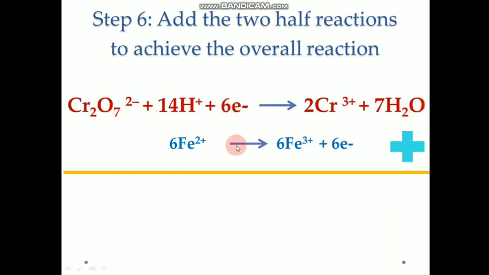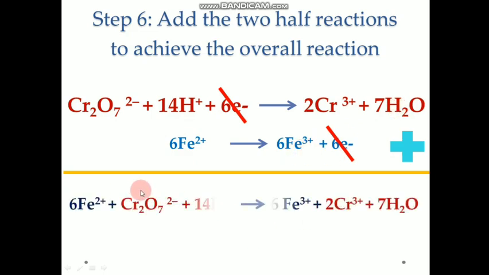In this reaction, if you see, in the reactant part we have 6 electrons. The same number of electrons are there in the product part of the next equation. If this is the case, we can cancel off both the electrons. So both the electrons are cancelled here. Hence, the sum will be: the reactant part we get from adding the reactant parts, and the product part we get by adding the product parts.